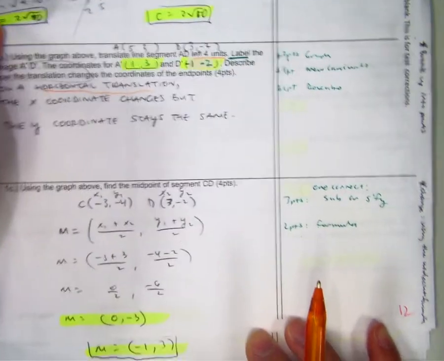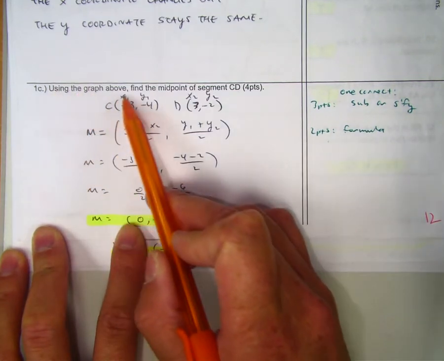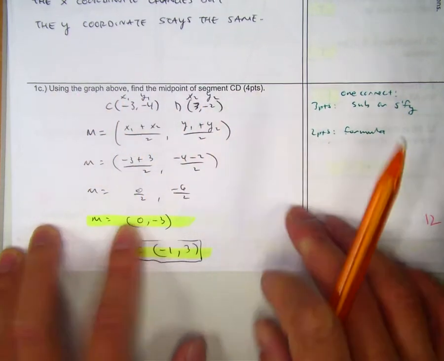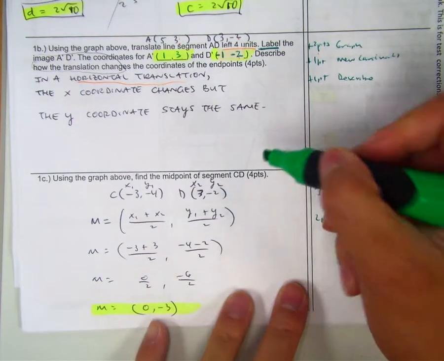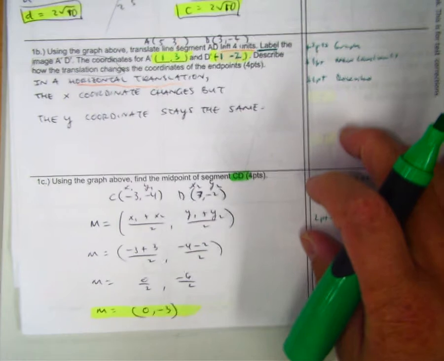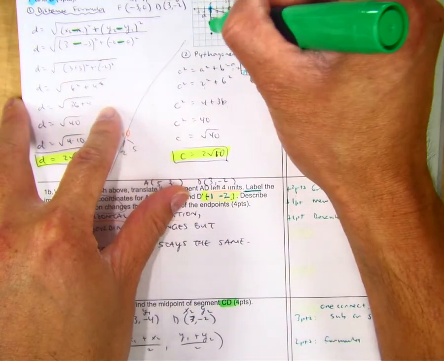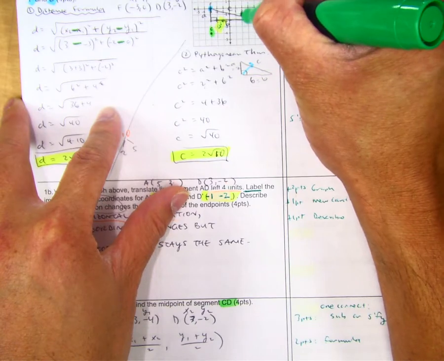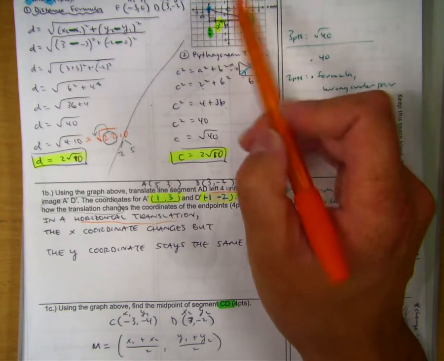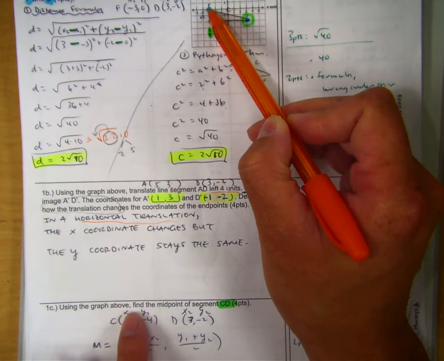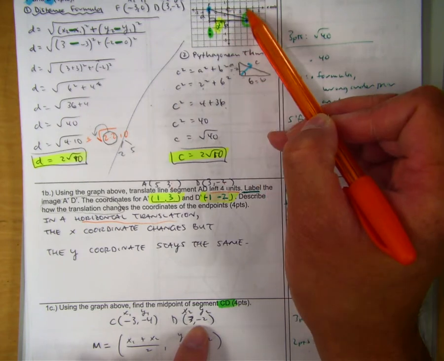Question number 1c. Using the graph above, find the midpoint of segment CD. So I'm going to locate CD here. So let's go back up to our graph. Here is C. And D I'm just going to kind of circle because they're already in blue. So those coordinates would be -3, -4. And D would be going right, so that's +3, -2.